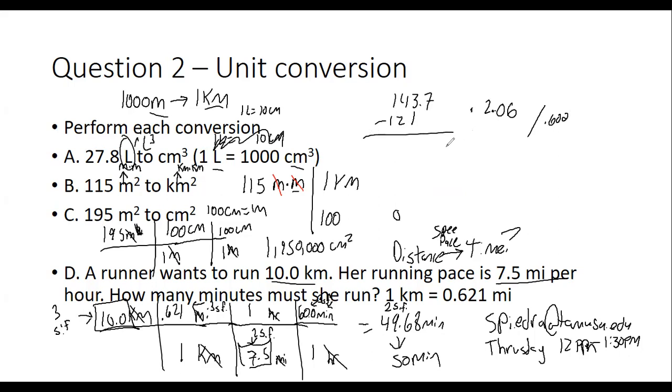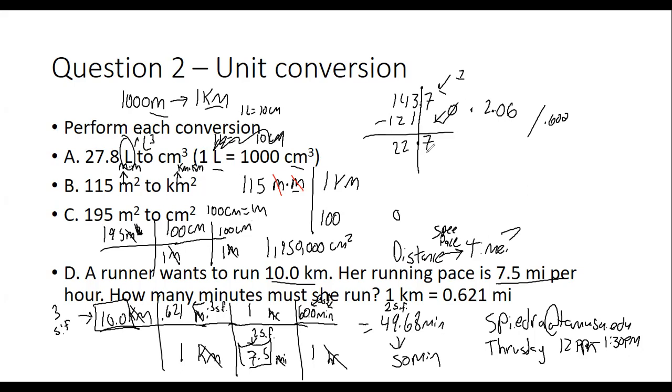Okay, order of operations. We need to do the thing in the parentheses first. So I need to do 143.7 minus 121. Again, it's addition and subtraction. So I draw my line. This number has one digit after the decimal. This one has 0. So my number needs to have 0 numbers after the decimal. So I'm going to just do this calculation really quick here. So when I do that, I get the answer of 22.7.